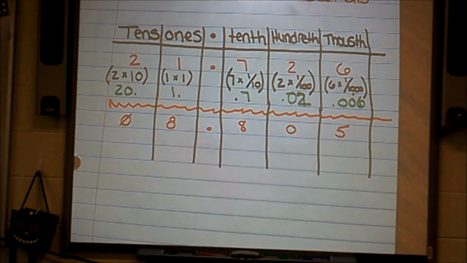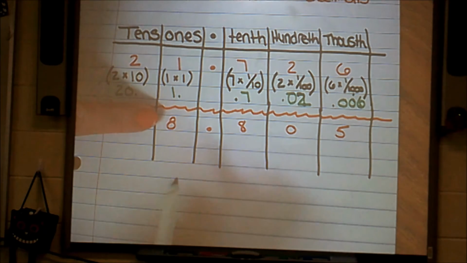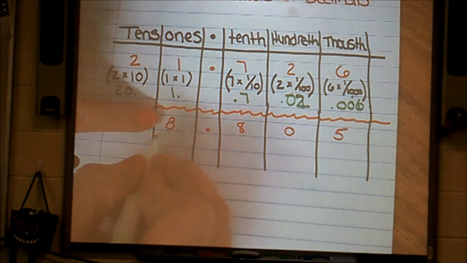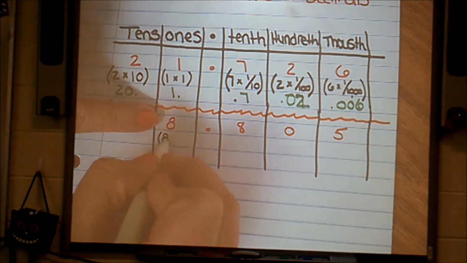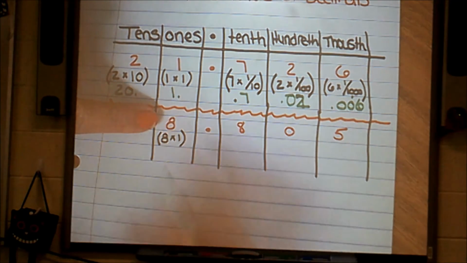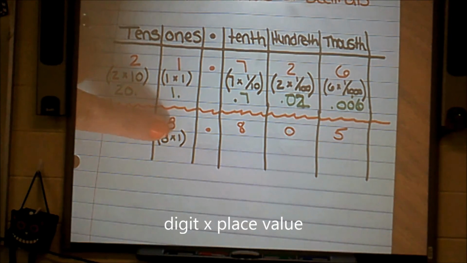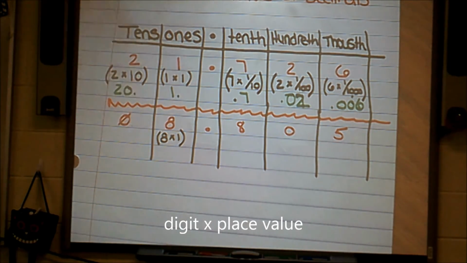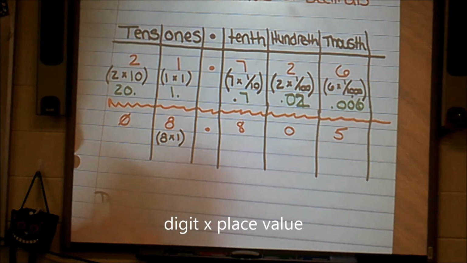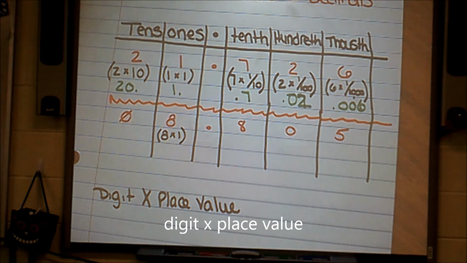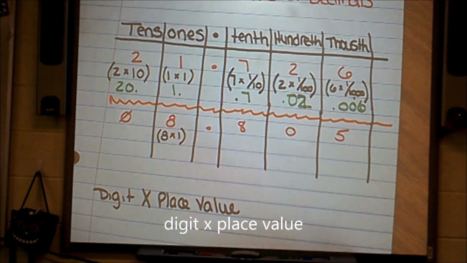Now I'm going to write it in a fractional place value form. Not going to worry about this guy. My 8 is living in my ones place. So my first parenthesis, 8 times 1. Digit times place value. Digit times place value. Digit times place value. My and does not get represented at all.